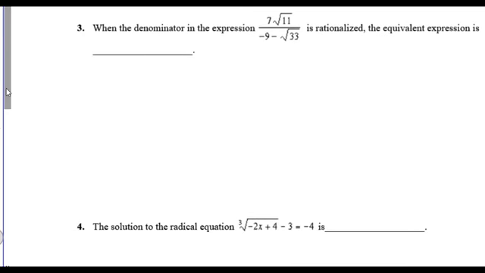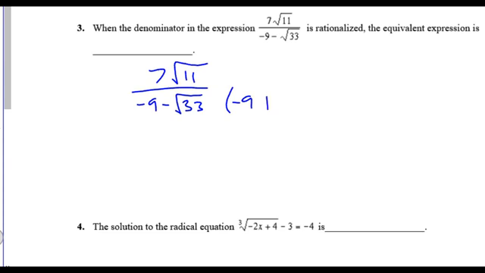Okay. All right, so when the denominator in this expression is rationalized, the equivalent expression is... Here's why we do that conjugate pair thing, for a situation like this. We'd start out with 7 root 11 divided by negative 9 minus root 33. Now I'm going to multiply the bottom and the top by negative 9 plus root 33, the conjugate pair. But I can't just multiply the bottom by that, I also have to multiply the top. So negative 9 plus root 33.